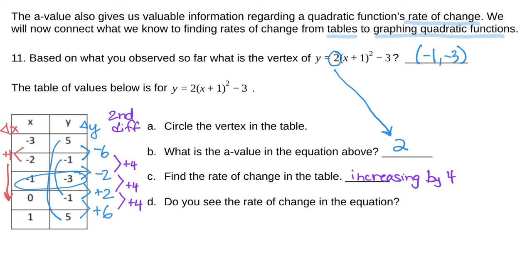And then it says, do you see the change in the equation? And so when we're looking in our equation, we do not see a 4, but I wonder if it's related to this 2 value that we see for A. And so my hypothesis is that our rate of change is equal to 2A. Because for this example, it would be 2 times 2, which is that increasing by 4. We'll see if that continues in our other examples.